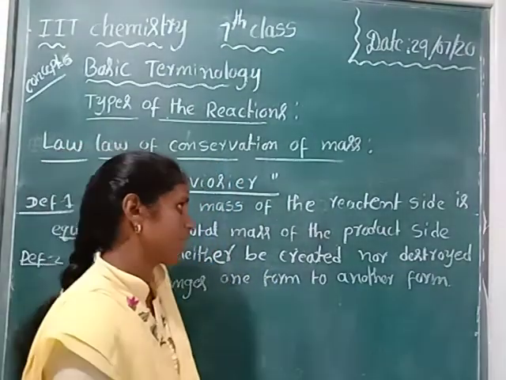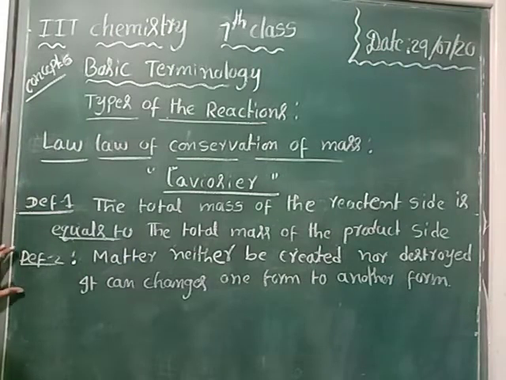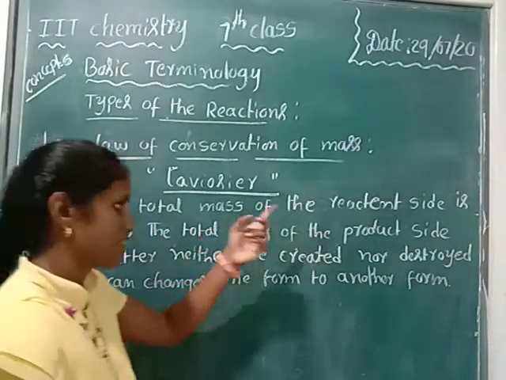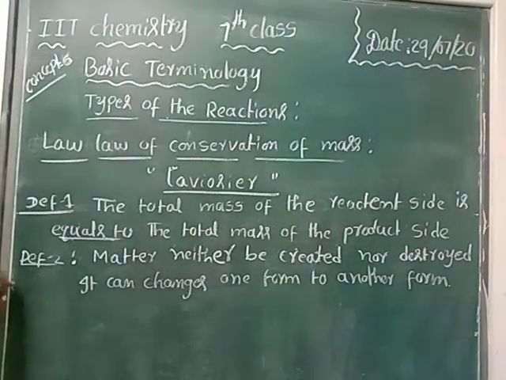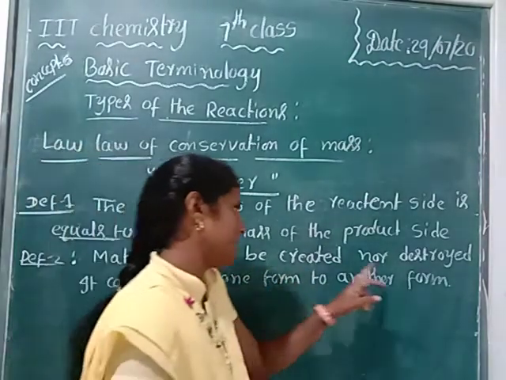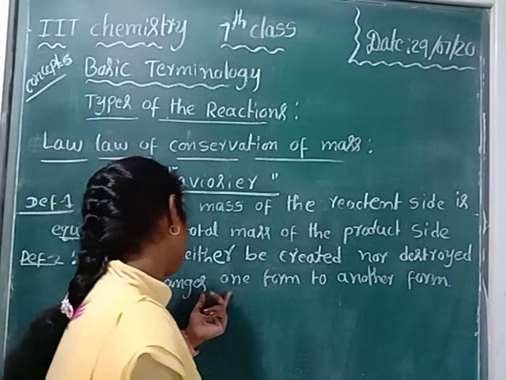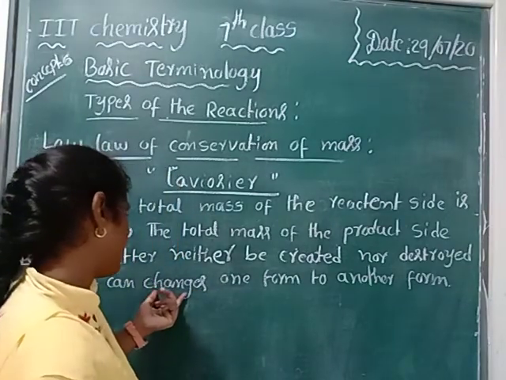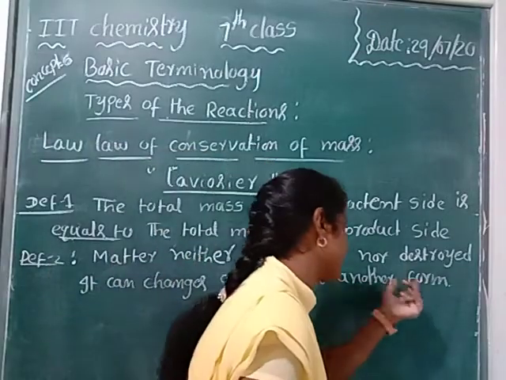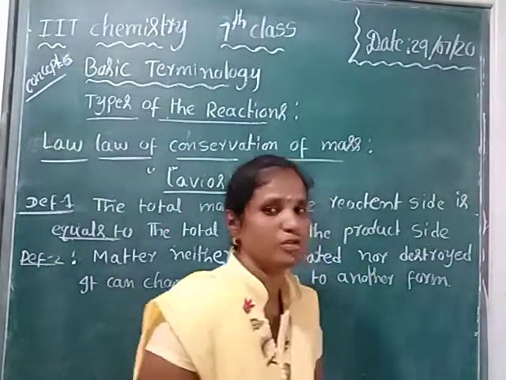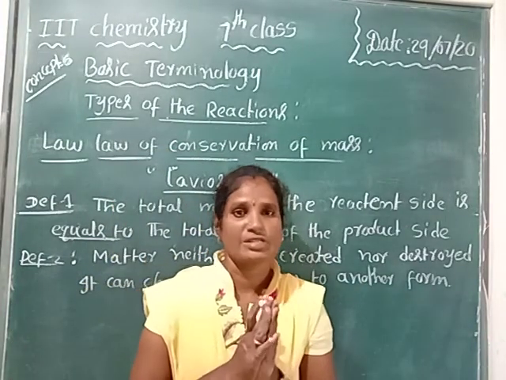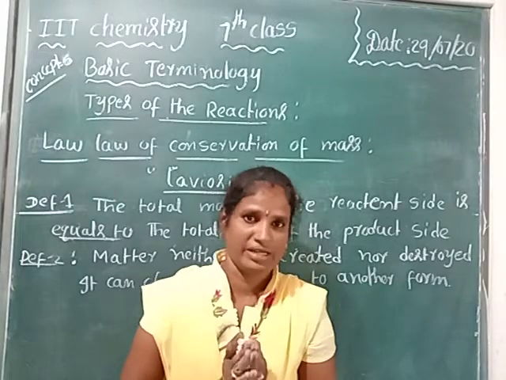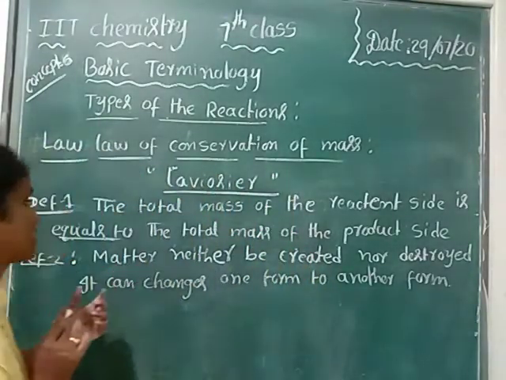What is the definition of the law of conservation of mass? We have two definitions. What is the first definition, children? The total mass of the reactant side is equal to the total mass of the product side. Next, definition 2: matter can neither be created nor destroyed. It can change from one form to another form. Who introduced the law of conservation of mass, children? Lavoisier.